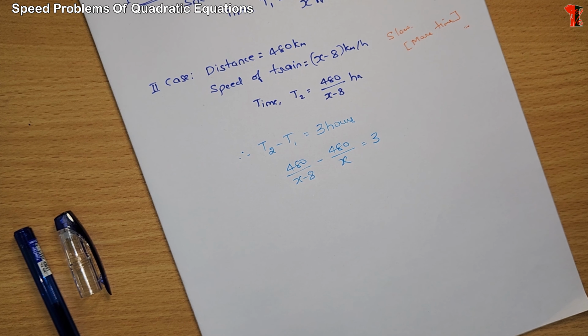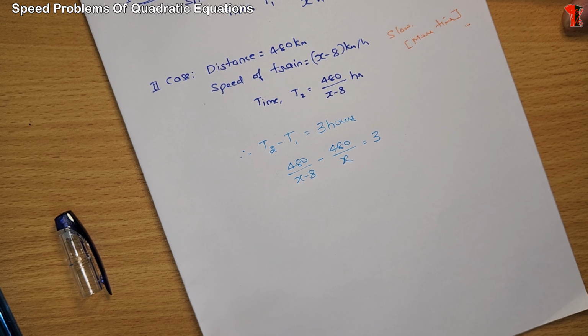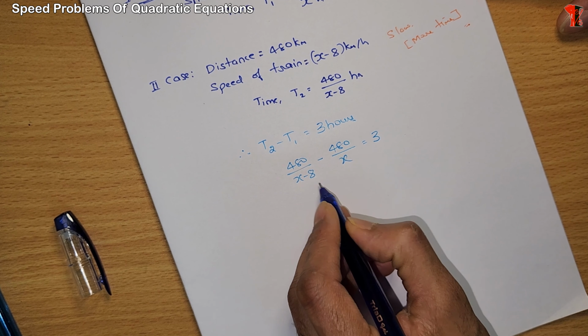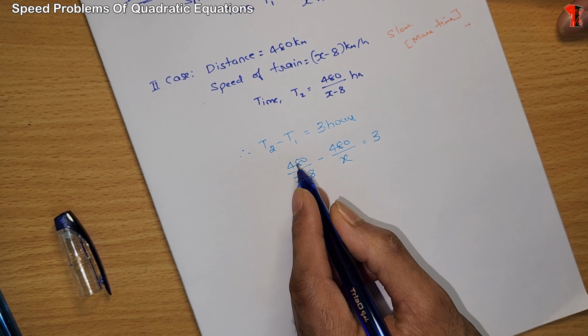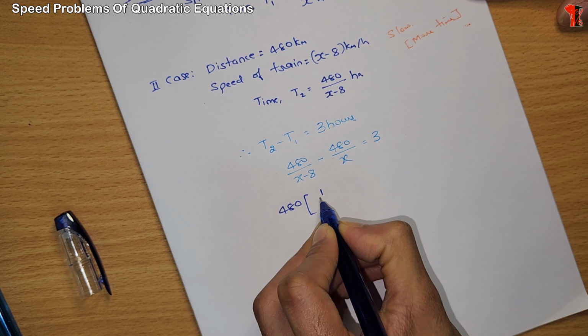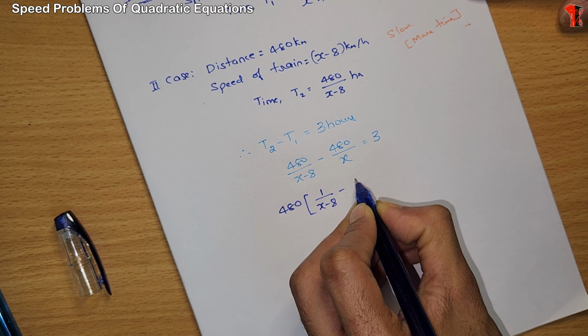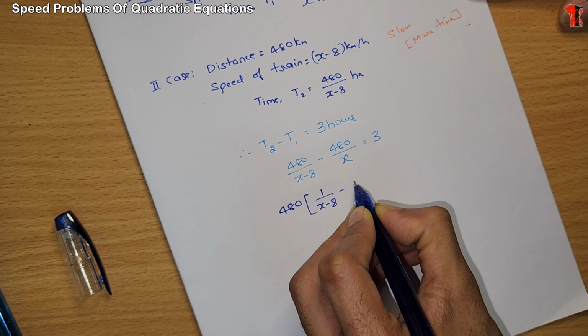Let us solve this by calculation. To solve this, I can directly go for the LCM, or I can take 480 common, which will be helpful for us. If I take 480 common, it is 1 by x minus 8, minus 1 by x, equal to 3.